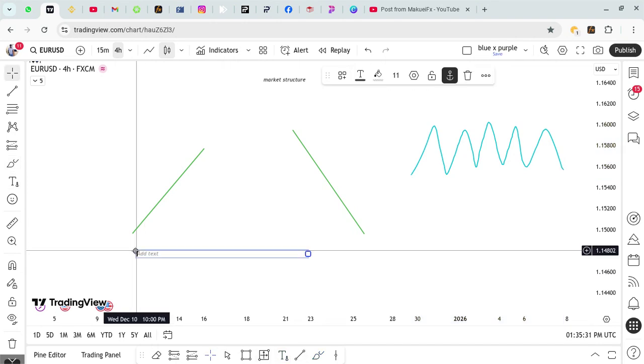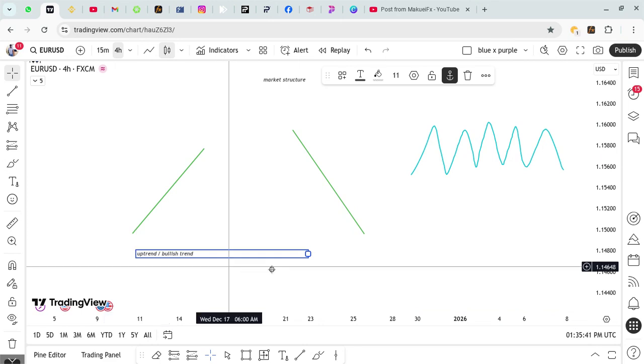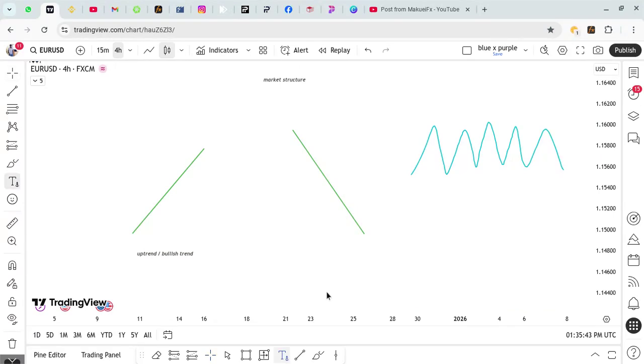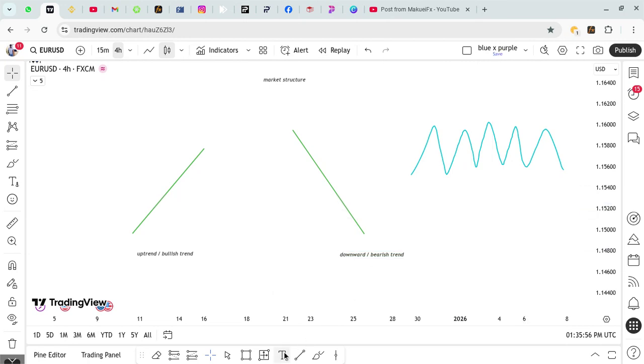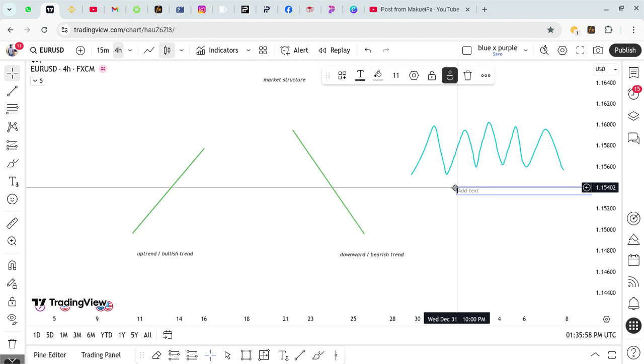So this one is an uptrend, otherwise called a bullish trend, and this here is called a downward or bearish trend, and this is called the sideways or consolidation.